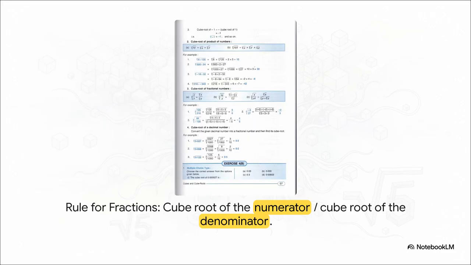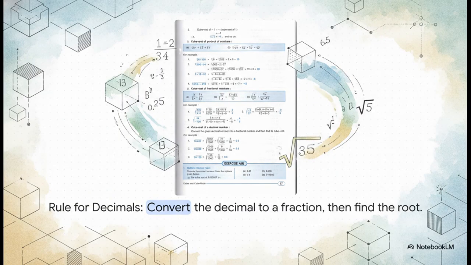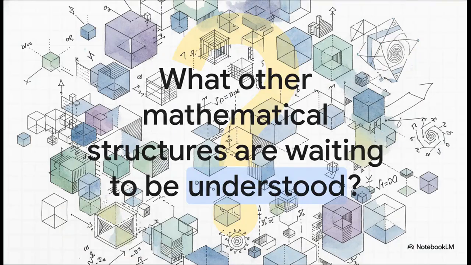And the logic for fractions? It's identical. Don't let the fraction bar scare you. Just find the cube root of the number on top, and then find the cube root of the number on the bottom, separately. Your answer is just a new fraction made from those two roots. Decimals can look a little tricky, but I'll let you in on a secret. They're just fractions in disguise. The key is to just turn the decimal into a fraction first, and once you do that, well, you already know the rule from the last slide. It's that easy.